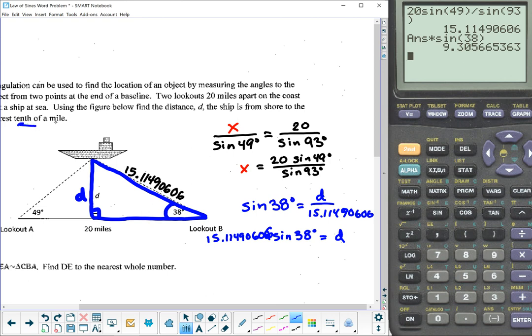To the nearest tenth of a mile, that means 1 decimal place. So my D, I'm going to go ahead and fix that now. My D is now, I'm going to put that in red, 9.3. So D equals 9.3 miles. Okay, and that's my answer.